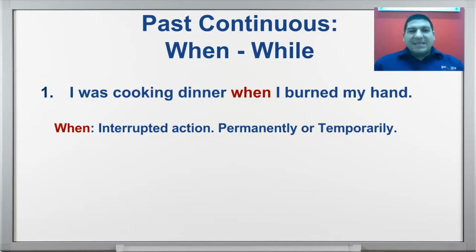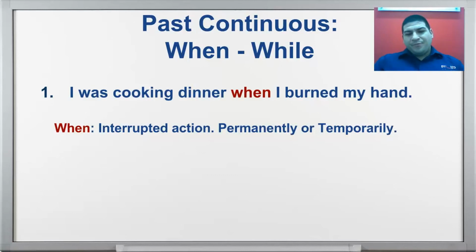Why am I saying this? If I say, I was playing soccer when I broke my leg, did I continue to play soccer? No, it was impossible, okay? But I was cooking dinner when I burnt my hand, probably I continued to cook, okay? So, I use when to show that an action was in progress in the past and was interrupted, okay?